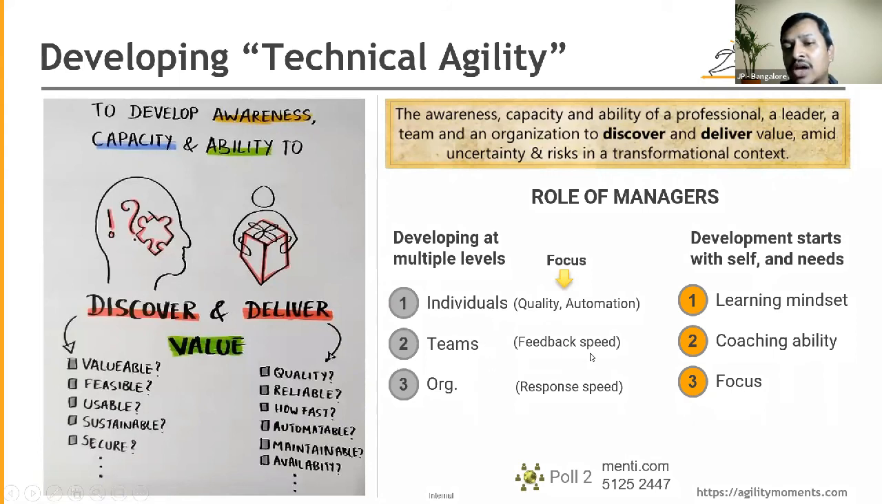At teams level, how do you establish fast feedback loops so that whatever a team is doing can learn from what they're doing very fast? If a mistake happens, they should learn the moment it happens. That's called mistake-proof process, so that they can take some corrective action.